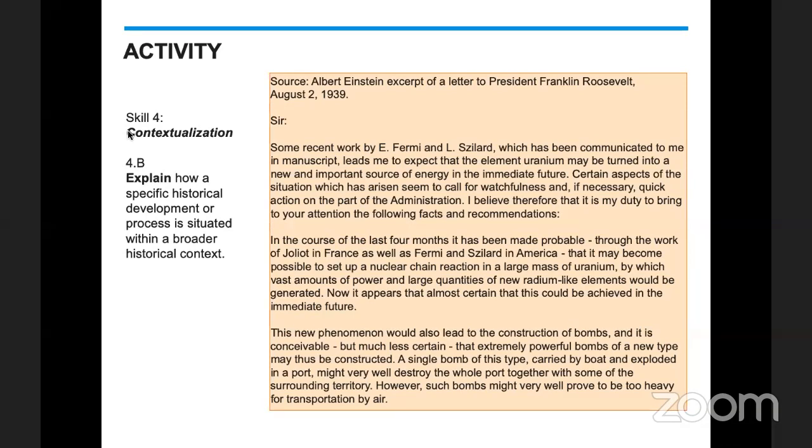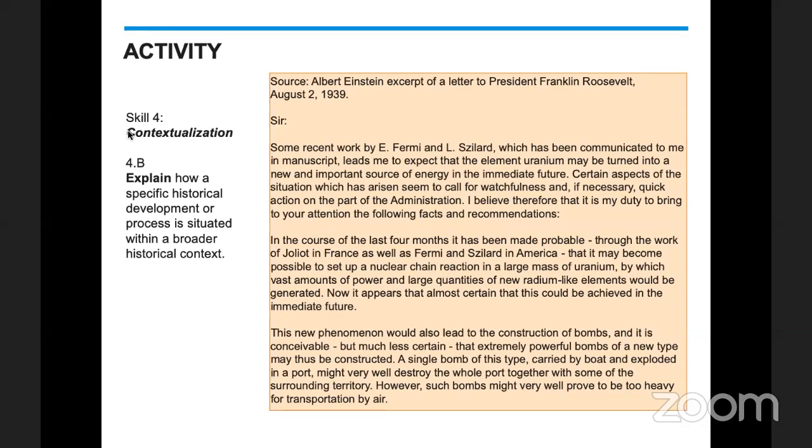This new phenomenon would also lead to the construction of bombs, and it is conceivable, but much less certain, that extremely powerful bombs of a new type may thus be constructed. A single bomb of this type, carried by boat and exploded in a port, might very well destroy the whole port together with some of the surrounding territory. However, such bombs might very well prove to be too heavy for transportation by air.